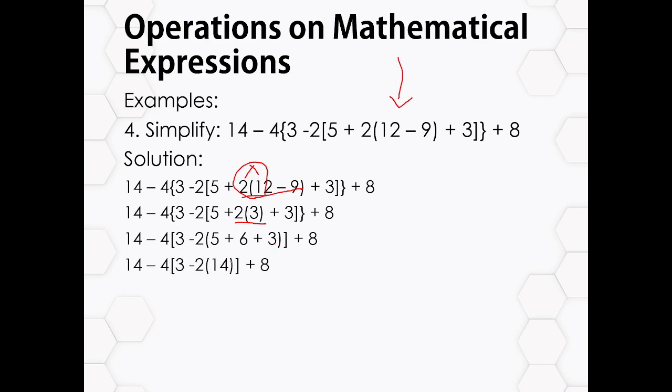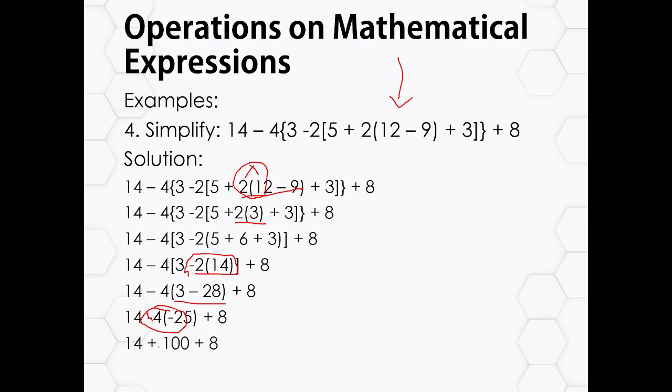Sa loob naman ng susunod na bracket natin, meron tayong 3 minus 2 multiplied by 14, tapos close bracket plus 8. Solve muna natin yung multiplication. Negative 2 times 14 muna. So, that will be 3 minus 28. And yung nasa loob ng parenthesis naman natin, isosolve natin. So, negative 25 naman yun. Ngayon, dahil meron siyang kasunod na number, multiplication. Negative 4 times negative 25, that will be positive 100. 14 plus 100 plus 8 is equal to 122. That is the mathematical expression.